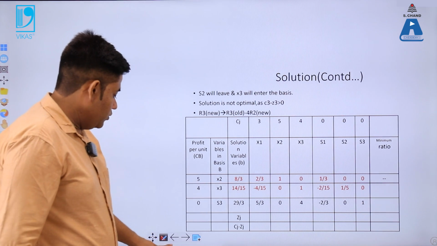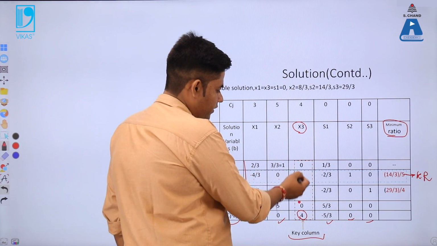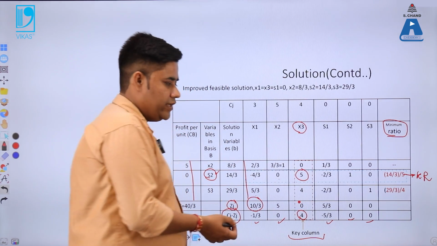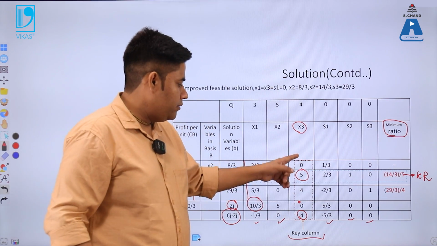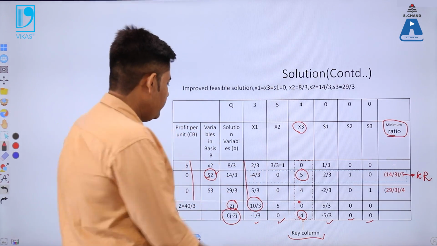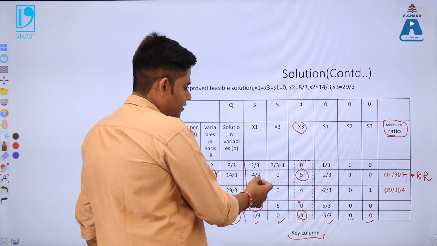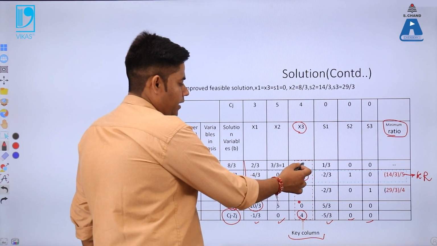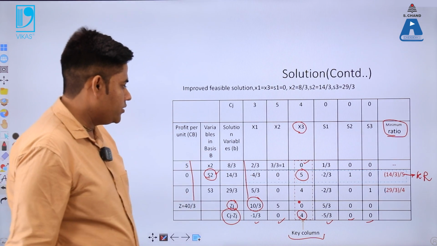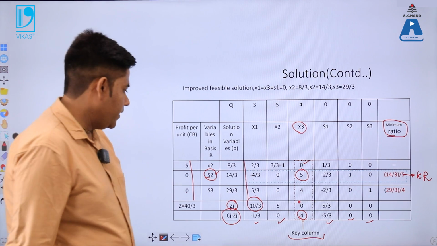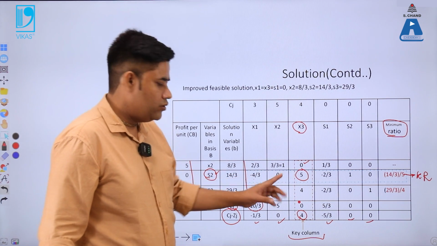The rule was to have an intersection of key column and the key row. So the intersection of key column and key row is this 5. That means we need to make this 5, which is the key element, as 1, and above or below elements are to be made as 0. That means we need to divide this entire row by 5. So 14 by 3 divided by 5, this by 5, this by 5. So this should become 1, and this is already 0. These two are not to be touched. So the first row is not to be applied any row operation. The second row operation is divided by 5, and for the third row I need to look for a row operation.